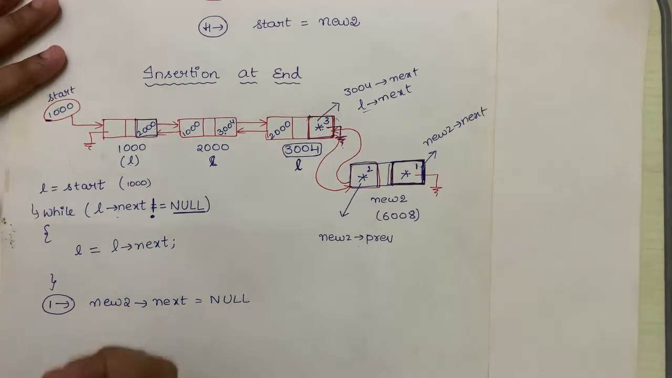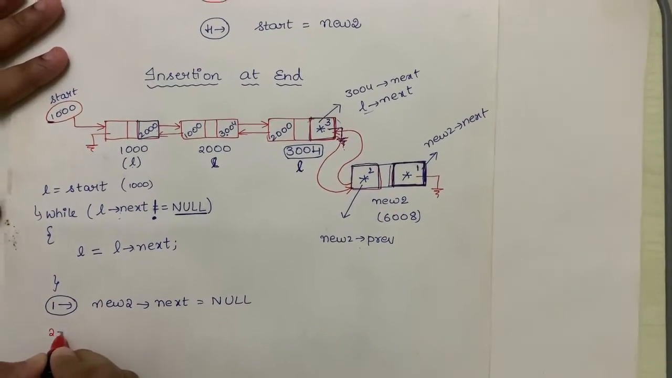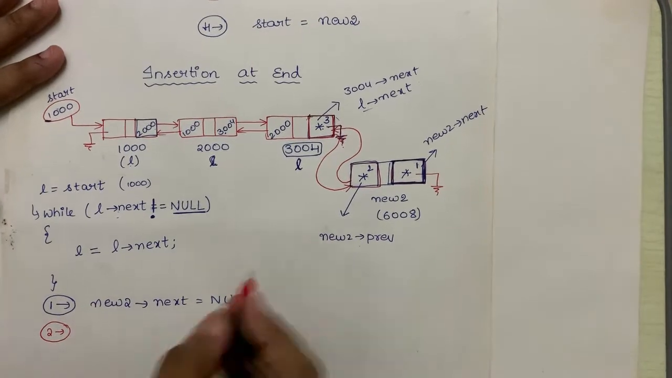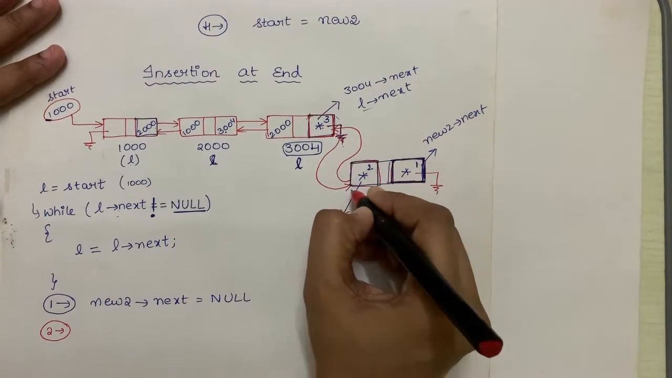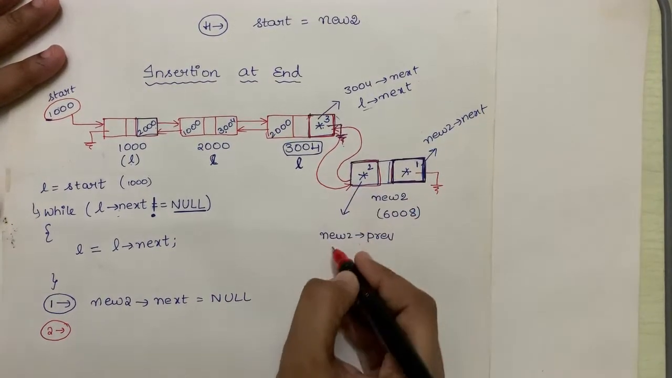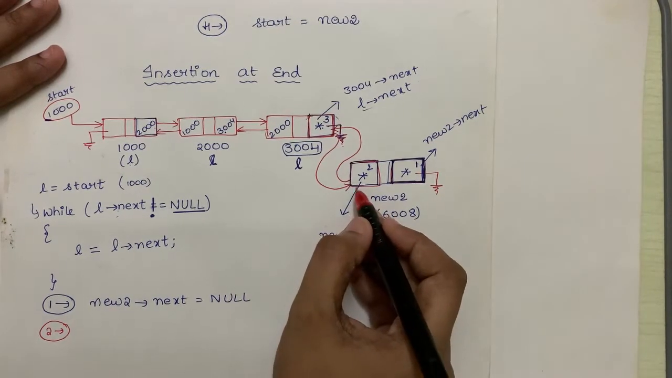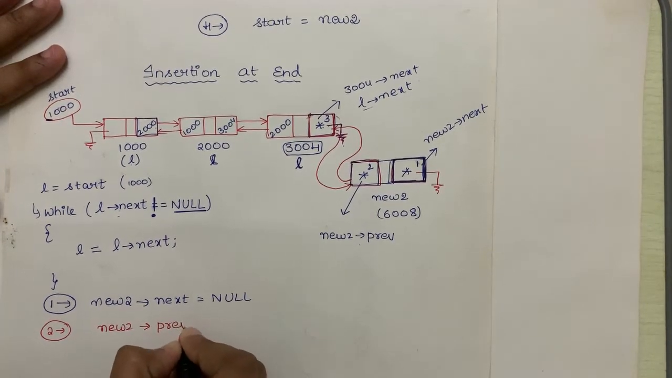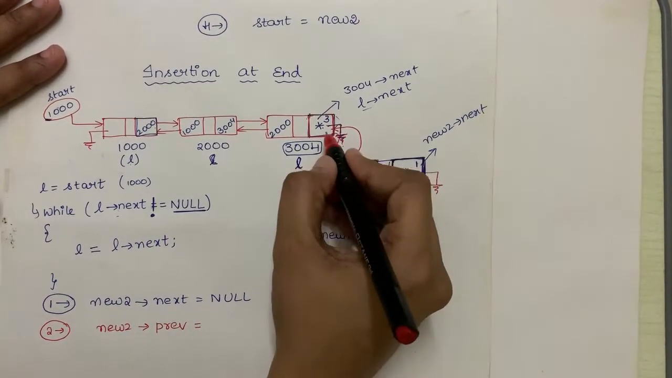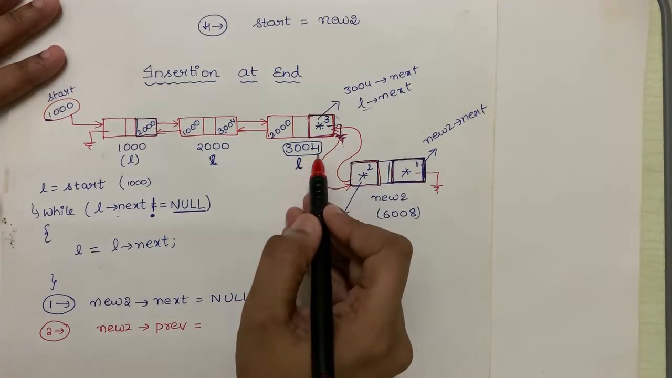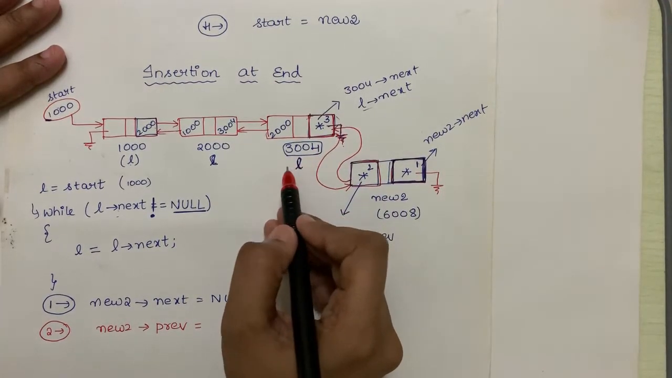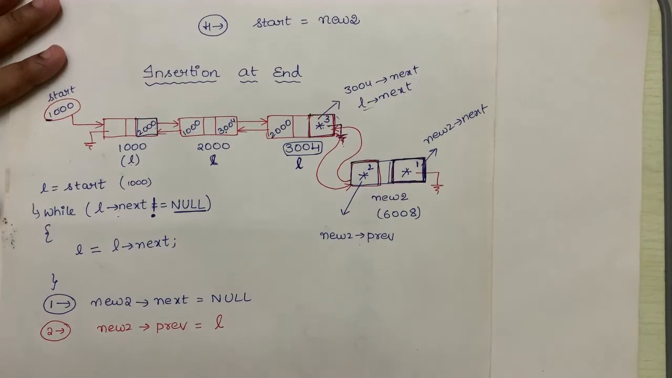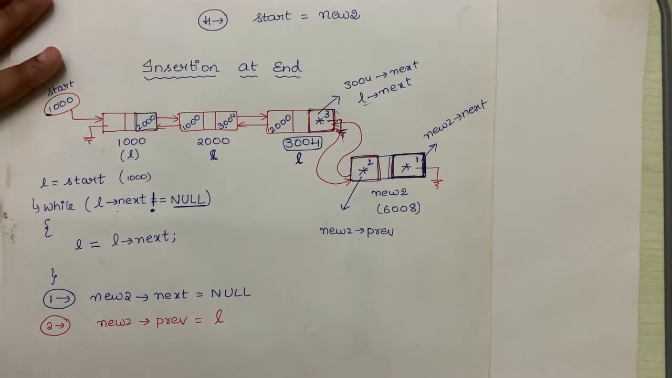Next, what should be the second statement here? Name of this field is new to previous. New to previous should store the address of its previous node. So new to previous is equal to address of its previous node, which is 3004. Name of the 3004 is L. So new to previous is equal to L.